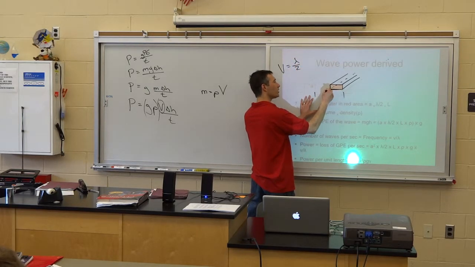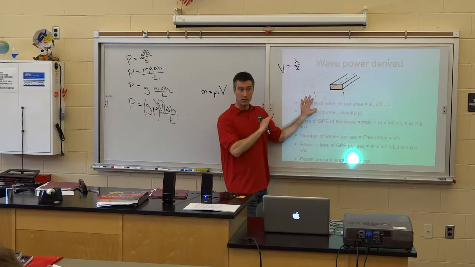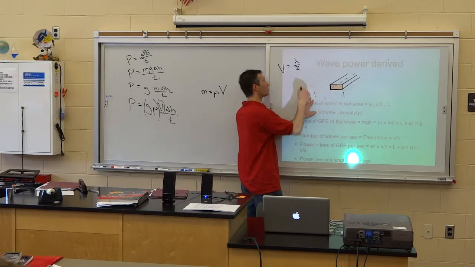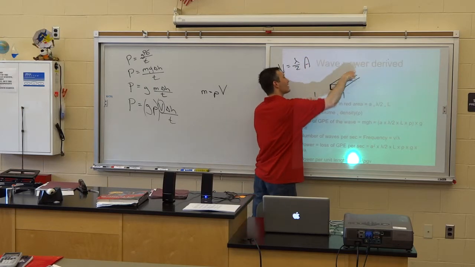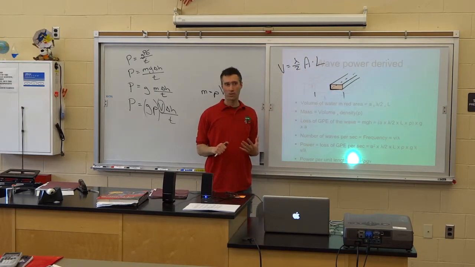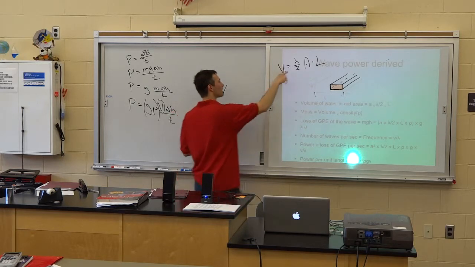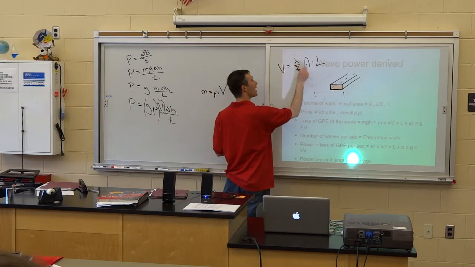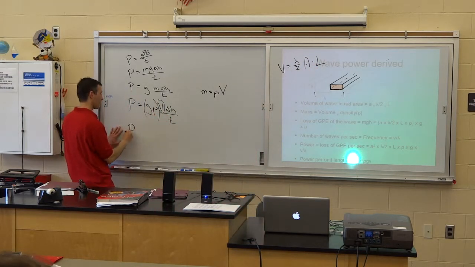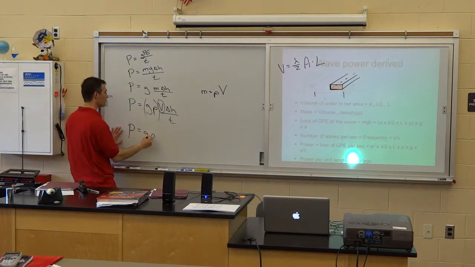This dimension here is the amplitude of the wave. And then that dimension there would be the length of the wave. So volume is lambda over 2 times amplitude times the length, which I'm going to put in as v. It makes it better.